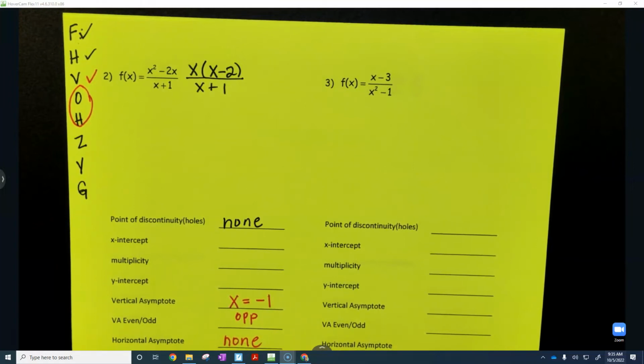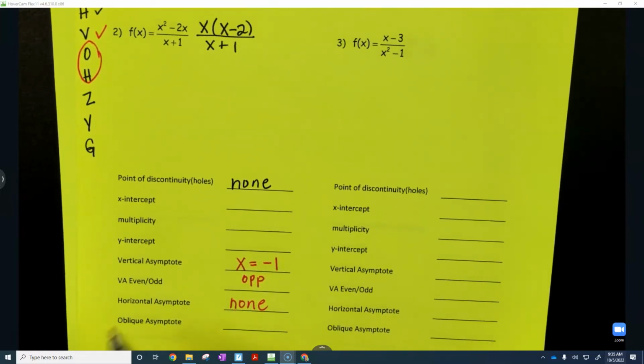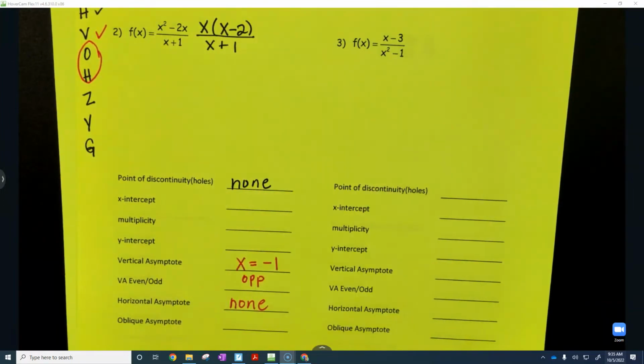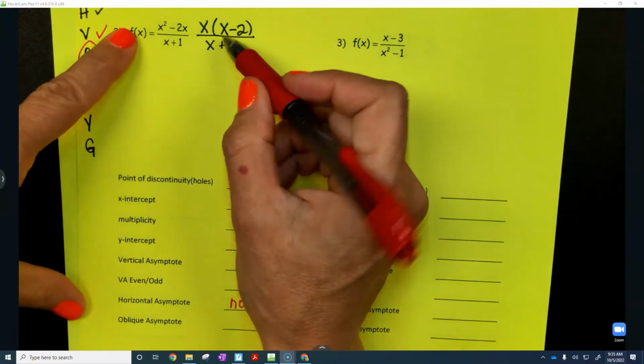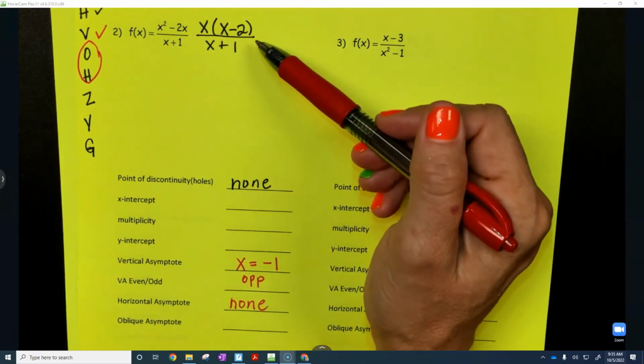However, there might be an oblique. And there will be an oblique as long as the top is higher by 1 degree, which it is. So the oblique just means a slanted line. We're going to have a slanted line on our paper. The way that you find the oblique is to divide. Remember, this is a fraction. We're going to divide it.